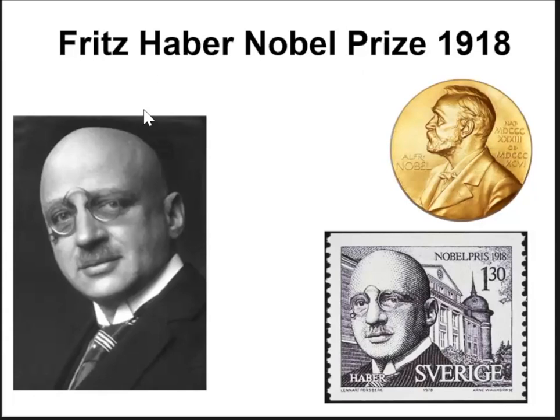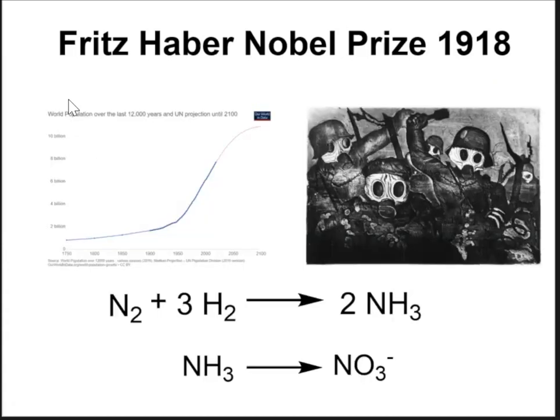But why did Haber get the Nobel Prize in 1918, just after the end of the First World War, when he'd been responsible for the deaths of hundreds of thousands of soldiers? Well, of course, the reason was he developed the Haber process. The Haber process takes nitrogen from the atmosphere and reacts it with hydrogen to make ammonia, and from ammonia you can make fertilizer, nitrate. He developed a process for making artificial fertilizer from nitrogen.